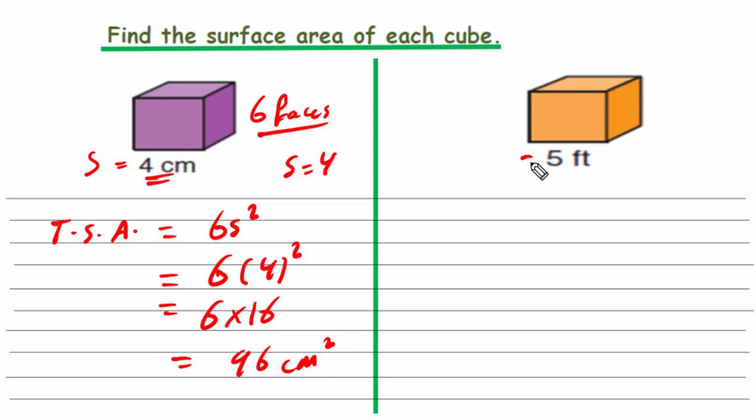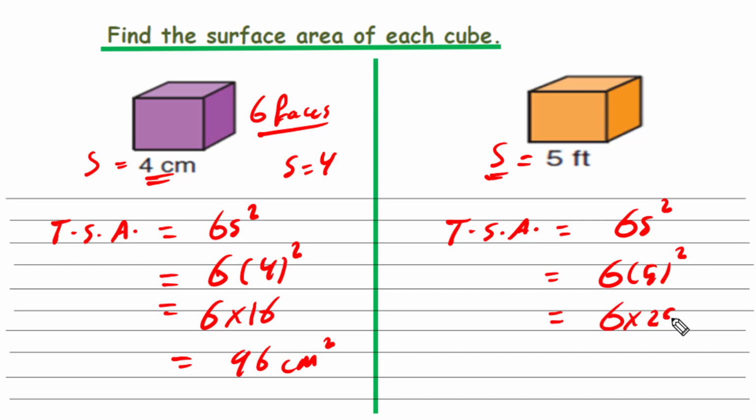Next cube, s equals 5 feet. Now, mister, we can find the total surface area. Total surface area is equal to 6s squared. So we get 6 times 5 squared. 5 squared is equal to 25. Now 6 times 25 equals 150 square feet.